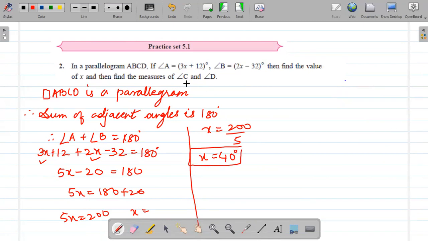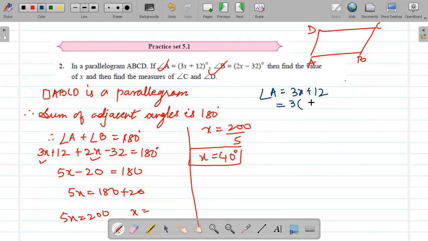And now we are asked to find angle C and angle D. If I draw a parallelogram like this, with A, B, C, and D, we know the opposite angles are equal. But before that, once we get the value of x, we can find out what angle A and angle B are. We just plug in the value of x. Angle A equals 3x plus 12. Let's substitute: 3 times 40 plus 12. First multiplying and then adding 12: 3 times 40 is 120, plus 12 gives us 132. So angle A equals 132.